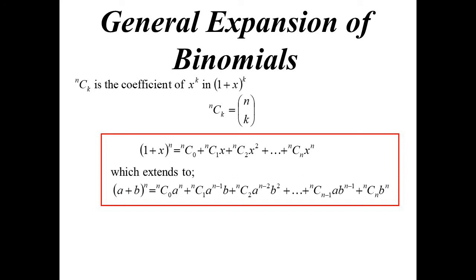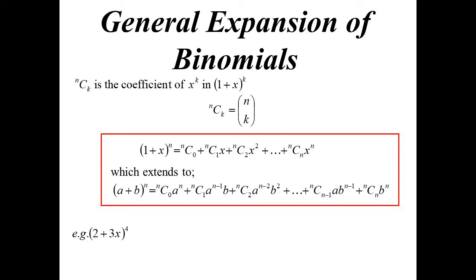We could extend that and say, well, instead of 1 and x, I could have a and b. Well, what happens with the terms? We'll start off with the first one, a, to the power of n. The powers of a then go down by 1, and the powers of b go up by 1. For any particular term you pick, the two powers should add to give n.